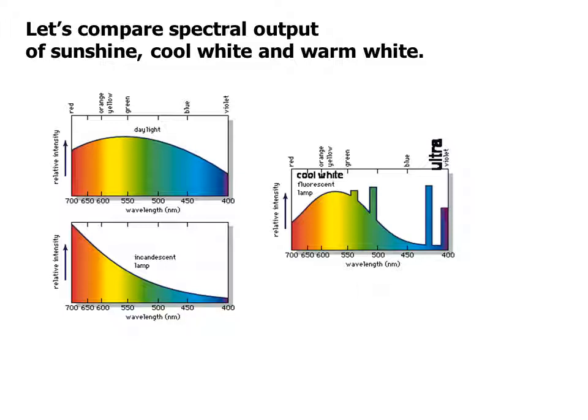Now let's look at the cool white fluorescent. We see that it has very low, well, not very low, but about a third of the red light as sunlight. It has a high point in the yellow and green range. Then it has a green spike, very high. It has a blue spike, very high. It actually should be much higher than it shows in this diagram. And then it has an ultraviolet spike that's very high.